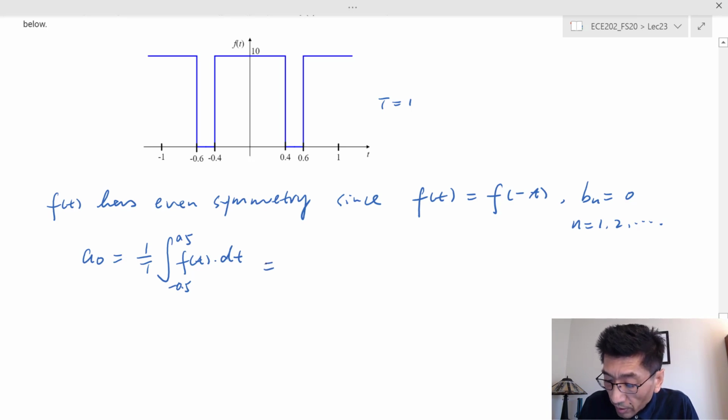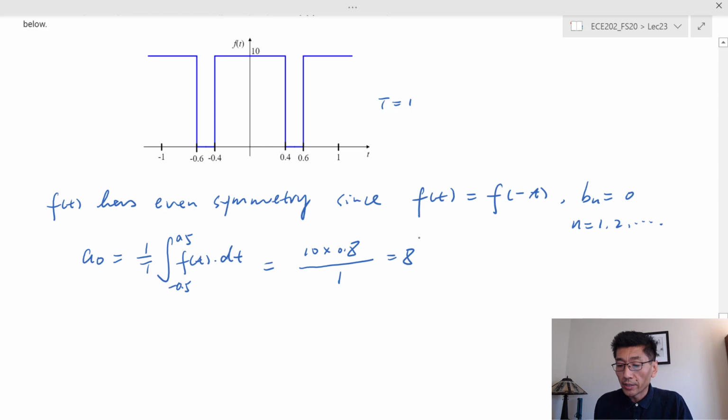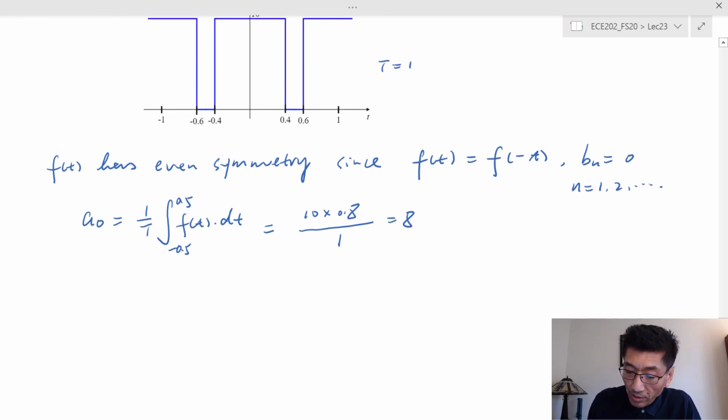So you can just do the area underneath this curve, right? The period is just 1, and the area underneath the curve, 10 times 0.8, is equal to 8. So this is really easy. You can substitute that. You can integrate from negative 0.4 to 0.4 and integrate 10. You get the same answer.